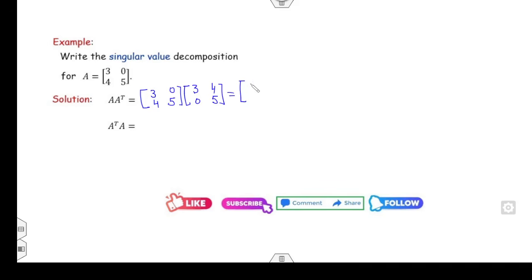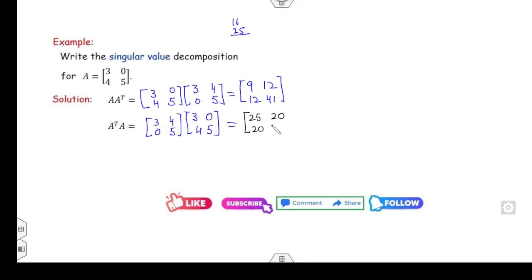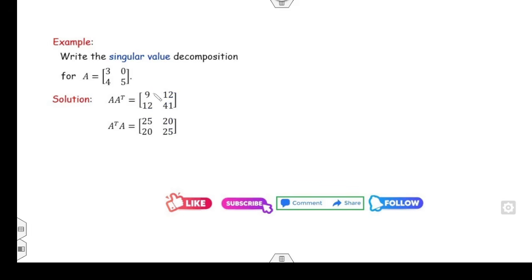So what is the answer? It is 9, 12, 12, 16 and 25, that is my 41. Similarly, we can find A transpose into A. That is 3, 0, 4, 5. So the first number is 9 plus 16, 25, 0, 20, 0, 20, 0, 25. Fine. Now how can you check whether your answer is correct or wrong? You can see the sum of the diagonal values is 50. Sum of the diagonal values 50. These are the correct answers.